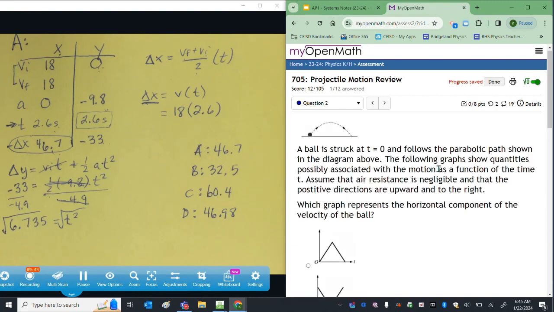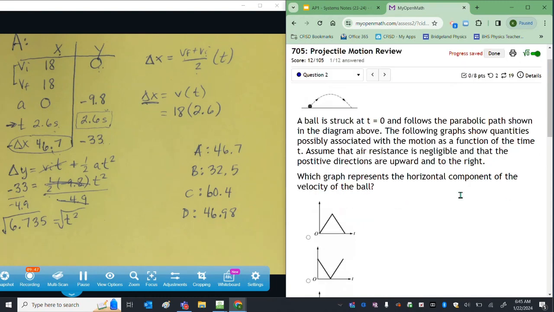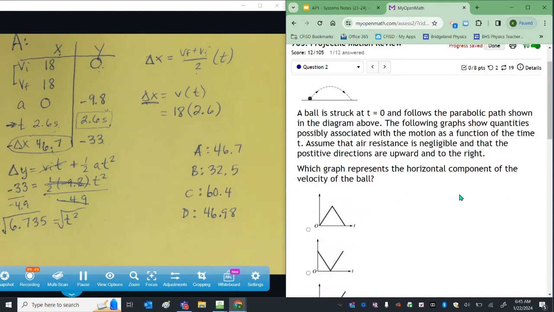Okay, question number 2. Question number 2 says, a ball is struck at t equals 0 seconds and follows the parabolic path shown in the diagram above. The following graphs show quantities possibly associated with the motion as a function of time, t. Assume that air resistance is negligible and that the positive directions are upward and to the right. Which graph represents the horizontal component of the velocity of the ball?